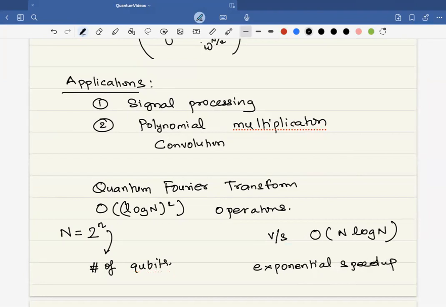And one of the great applications of the quantum Fourier transform is Shor's factoring algorithm. And Shor's factoring algorithm leads to a polynomial time factoring algorithm. And that is one of the crowning achievements of quantum computing. So in the next few videos, we'll talk about the details of the quantum Fourier transform, its circuit implementation, and then how it can be used to speed up the factoring algorithm.